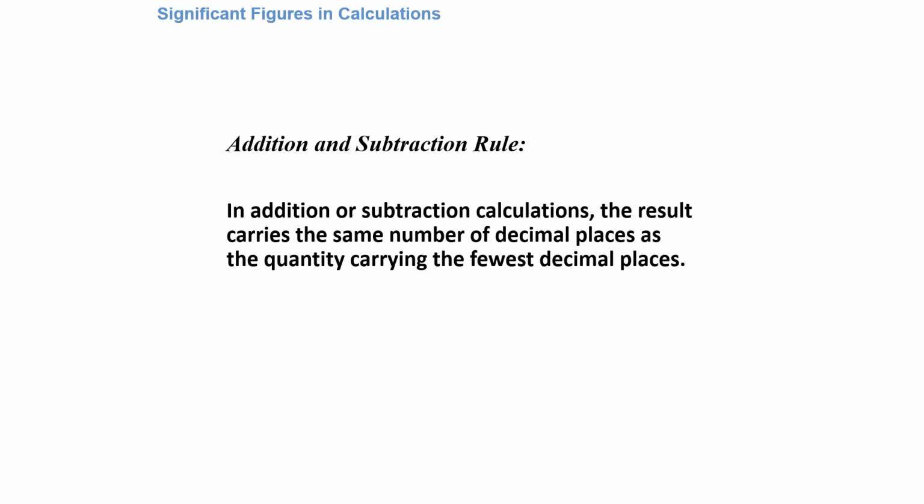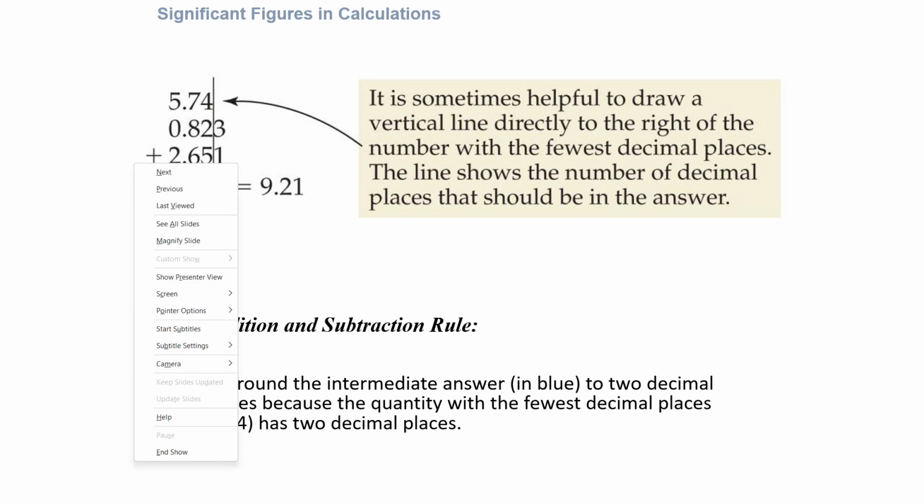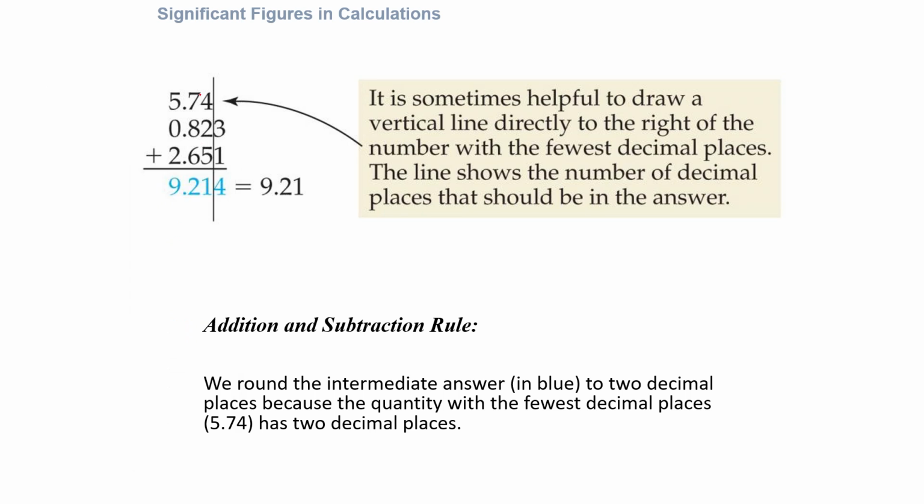The addition and subtraction rule says that in addition or subtraction calculations, the result carries the same number of decimal places as the quantity carrying the fewest number of decimal places. So in adding and subtracting, we just count the number of decimal places, not the number of significant figures. So if this number has 2 decimal places, this number has 3 decimal places, and this number has 3 decimal places, we want to make sure that our answer only has 2 decimal places. And we're going to round it so that it has 2 decimal places.